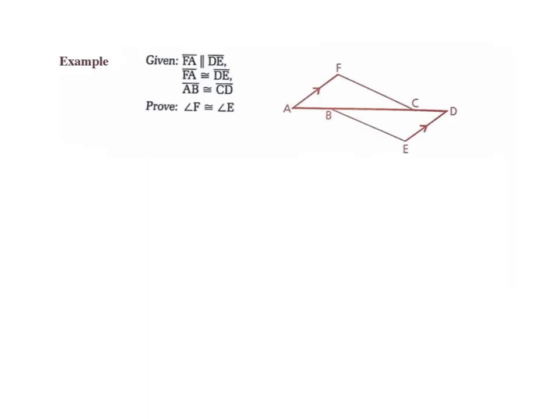Now, here is a proof that I'd like you to try. We're given that FA is parallel to DE, FA is congruent to DE, and AB is congruent to CD. And you'll notice there's some triangles in here, and I'd like to prove that angle F is congruent to angle E. You're going to do that by proving first that the triangles are congruent, and then using CPCTC. Press pause on your video, and when you're ready to see the answer, press play.